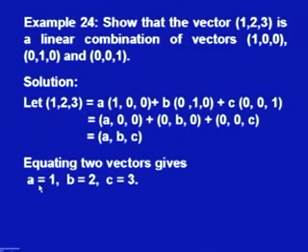So, we have found A is equal to 1, B is equal to 2, C is equal to 3. If we substitute these values here, this will be nothing but 1, 2, 3. In short, we have represented 1, 2, 3 as 1 times 1, 0, 0 plus 2 times 0, 1, 0 plus 3 times 0, 0, 1. So, we can say that 1, 2, 3 has been represented as a linear combination of the given 3 vectors 1, 0, 0, 0, 1, 0 and 0, 0, 1.